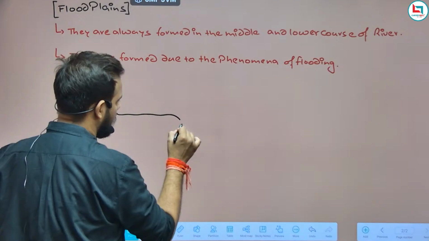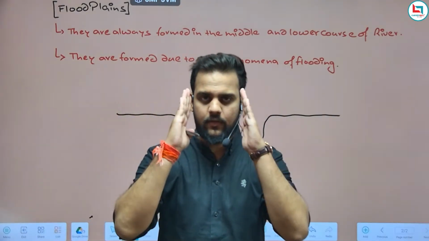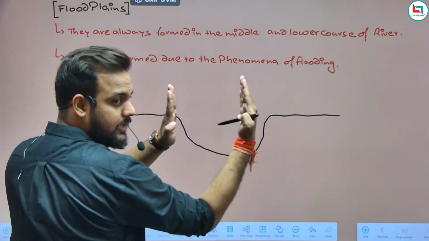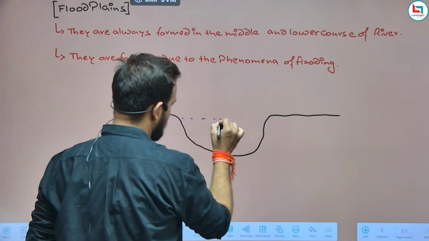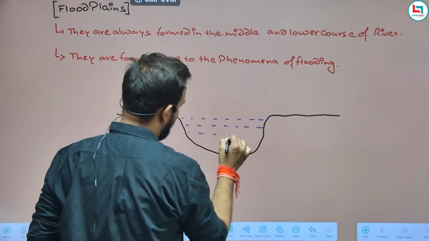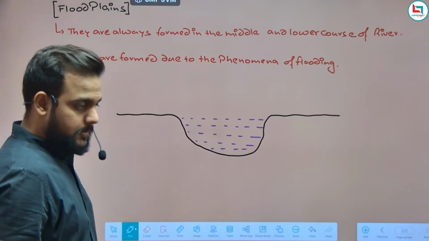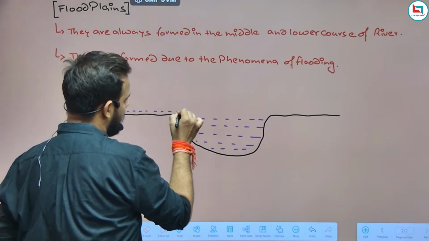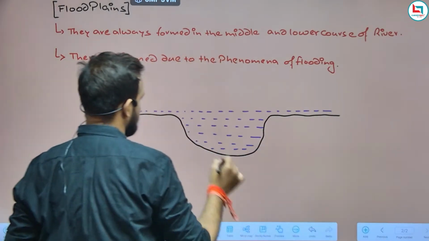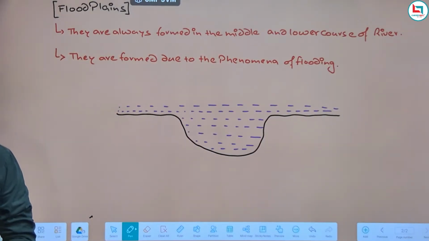Suppose this is the course of the river and we are seeing the front view. Okay, we are seeing the river from the front direction. This is the course of the river and the river is flowing like this. Now, guys, generally when the river gets flooded, the river's water will start moving in the alongside direction. Flooding is a scenario which leads to the overflow of the river.